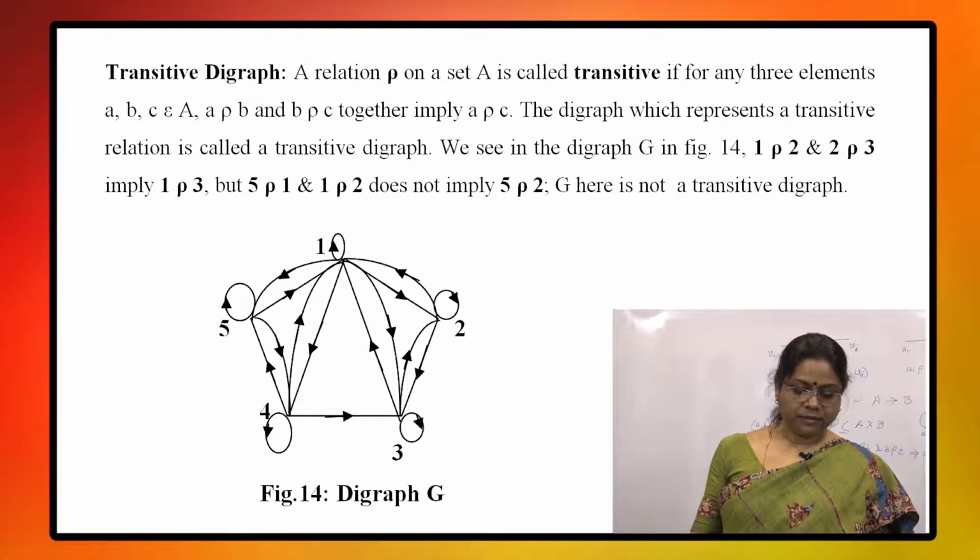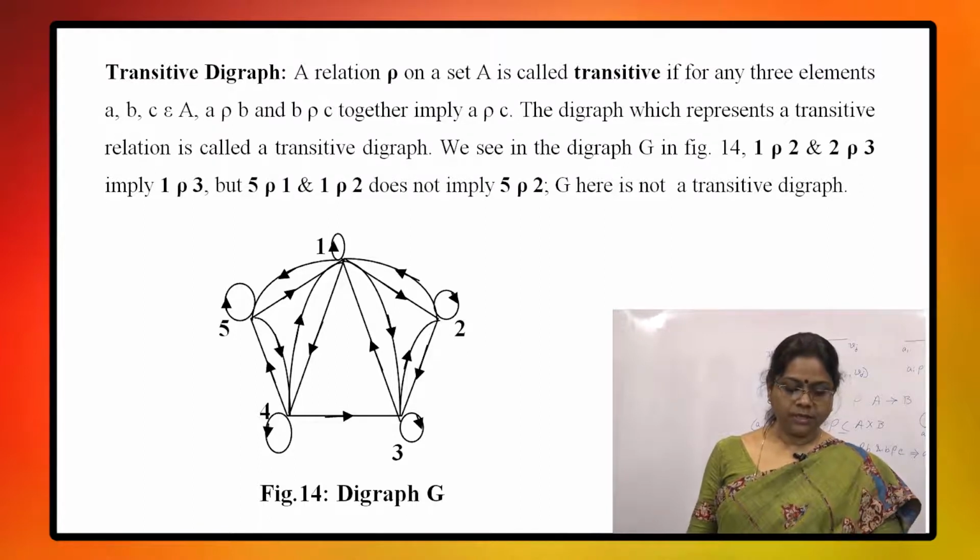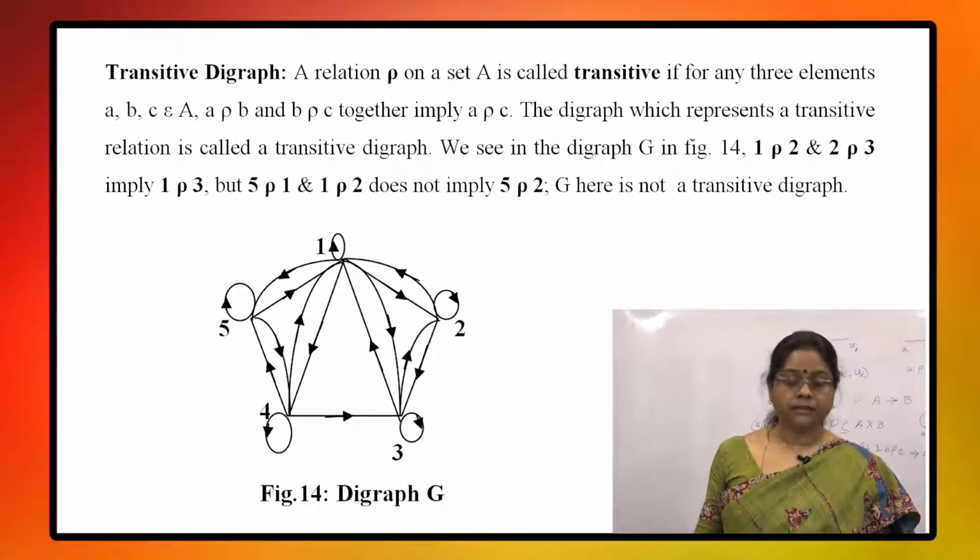but if we see it more clearly, then we can see that 5 rho 1 and 1 rho 2 holds, but 5 rho 2 does not hold. So the digraph given in figure 14 is not a transitive digraph.